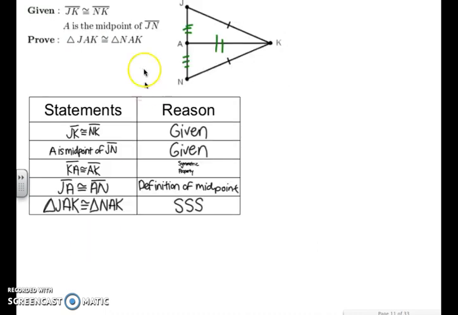All right, the other example is a little bit trickier. It gave me JK and NK were congruent, given, and it gave me A as the midpoint of JN, given. So you kind of had to make 2 marks right here and here. I started off with this AK mark because that was either reflexive or symmetric. If you say AK and KA, that would be the symmetric property. If you named it KA was congruent to KA, that would be the reflexive property.